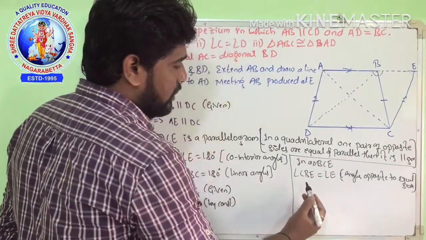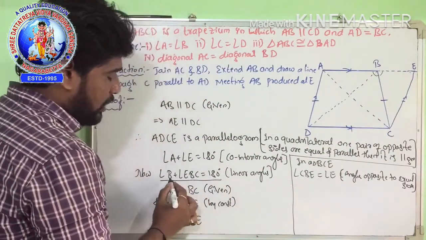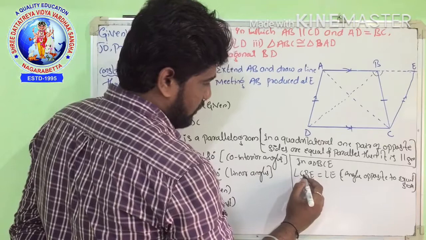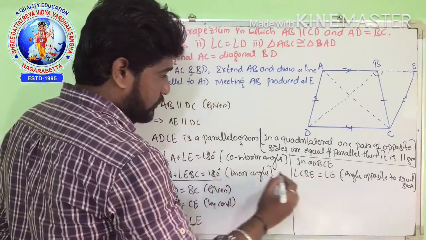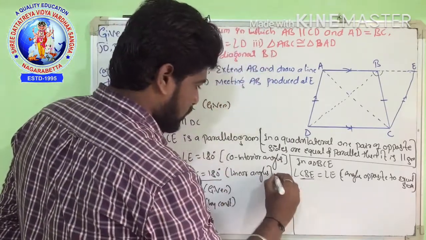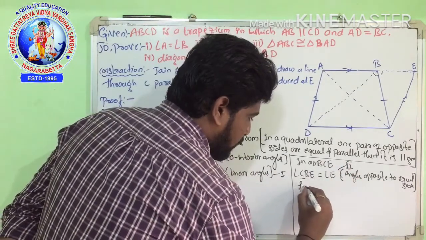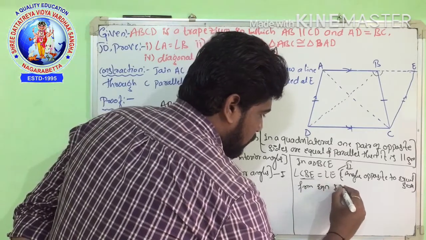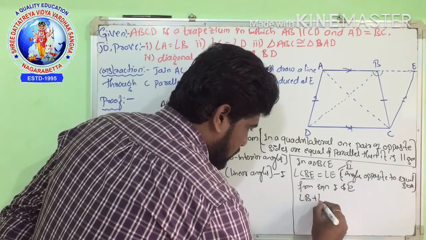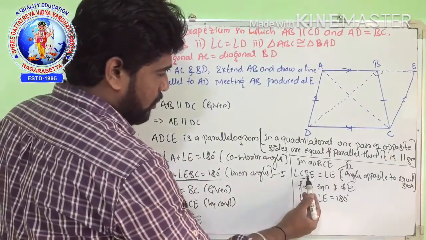And see here, these two angles are equal, and here angle B plus angle EBC is equal, and here also angle EBC, right? So instead of these two angles, we can write angle E because these two are equal. So call this equation 1 and call this equation 2. From equations 1 and 2, angle B plus angle E is equal to 180. Is it clear? Because these two are equal.